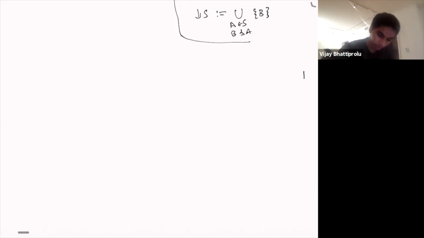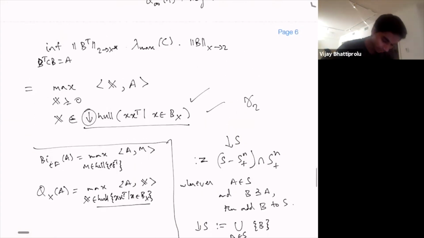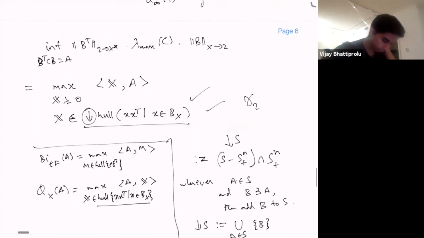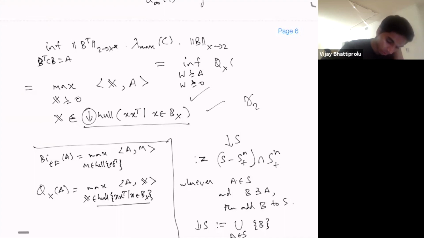So I'm going to show that. Let me conclude with one observation, and then we'll take a break and move on with the talk. It's a trivial observation: this infimum quantity is actually equal to the infimum over W dominating A, W PSD, of the quadratic maximum of W.